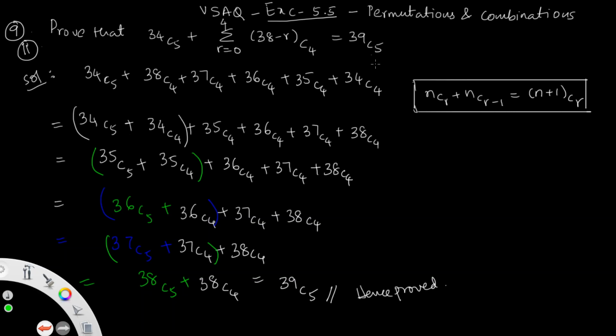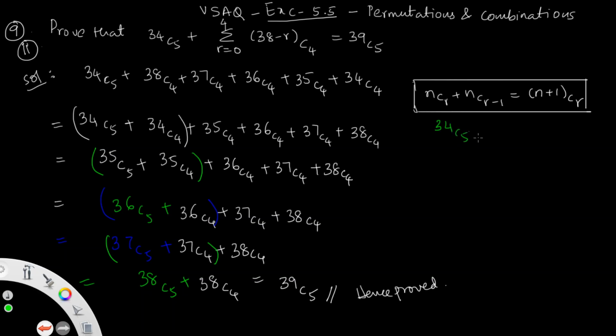Now rearrange the terms. 34C5, the first term, write it in the last term. Rearranging: 34C5, 34C4 plus 35C4 plus 36C4, 37C4, 38C4. So by using this formula we learned yesterday, nCr plus nC(r minus 1) equal to (n plus 1)Cr. n is the same, r is decreased by one, consecutive terms, then it becomes (n plus 1)Cr. Same thing, 34C5 is there.